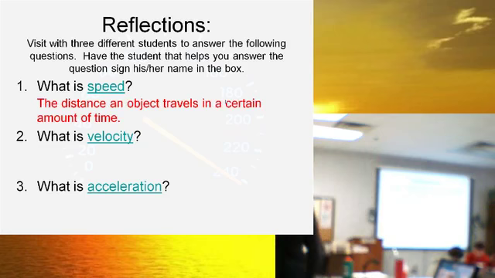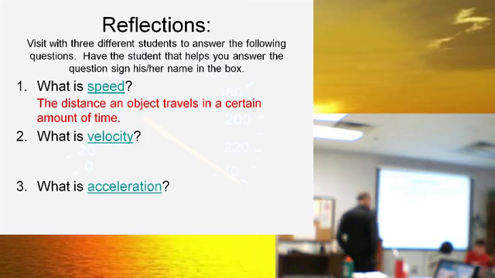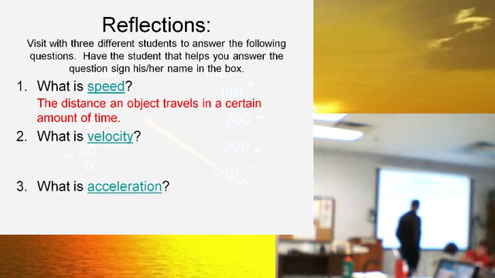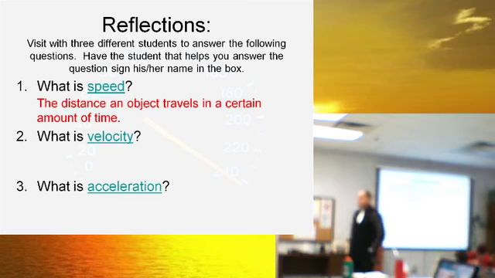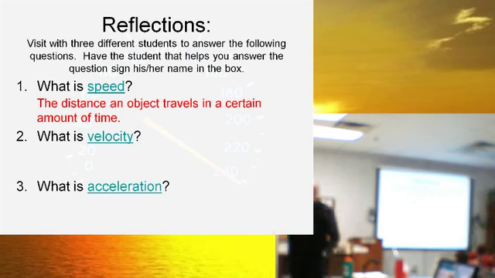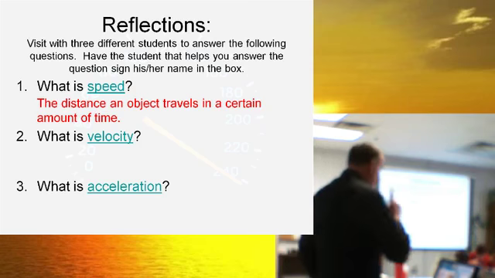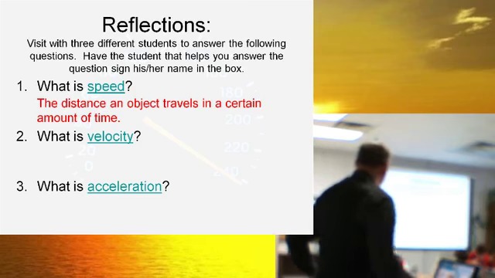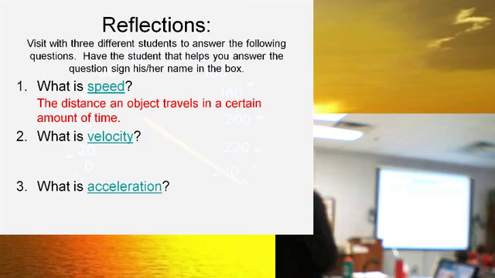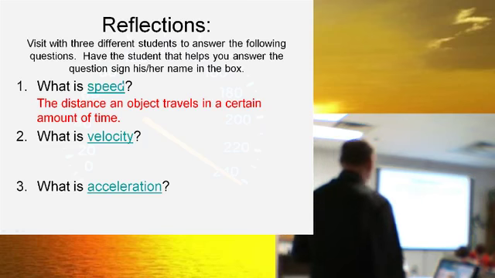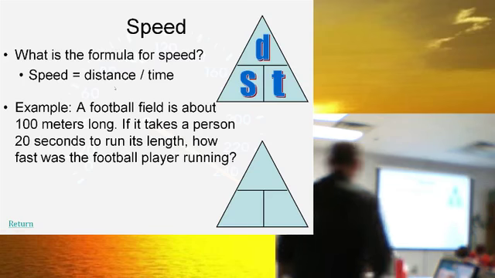The distance an object travels in a certain amount of time. As you are writing that down, be saying it to yourself. The distance an object travels in a certain amount of time. Then we're going to look at an example, and I do want you to write the example down. Lane, pick up your pencil and write. You'll see that again.